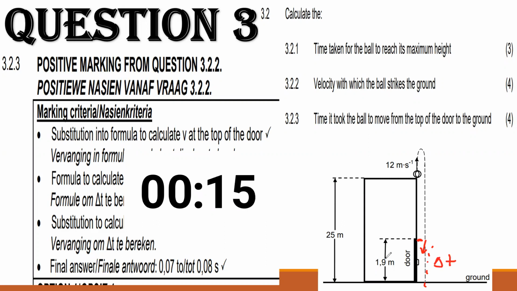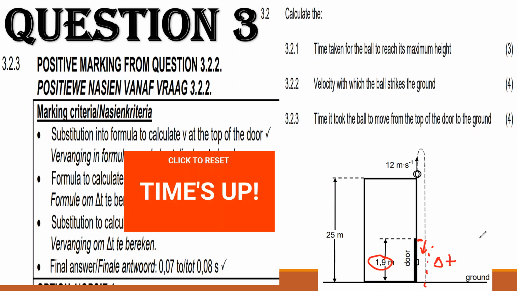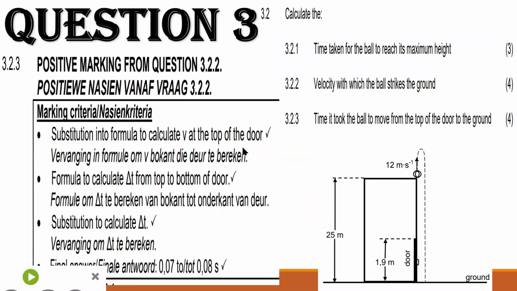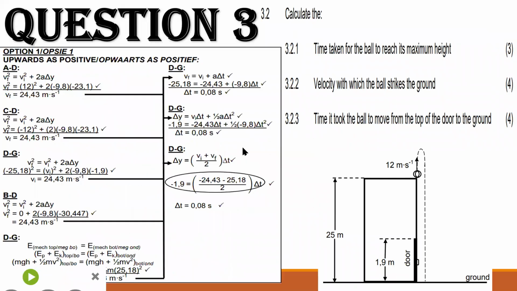All right, so delta y is 1.9 now. V initial, we don't know. V final, we know already, because we calculated already. You can use different options, but now we are trying to calculate delta t 2, 3, 2 times up. So please try, please just check the answer now. If you need extra time, you can stop me and then you can try, you can check.